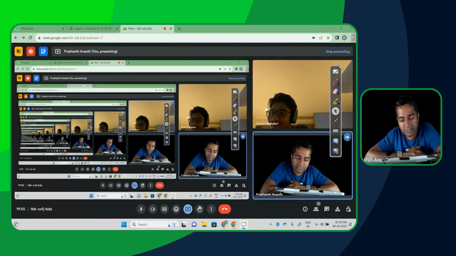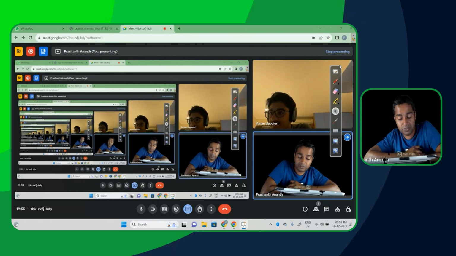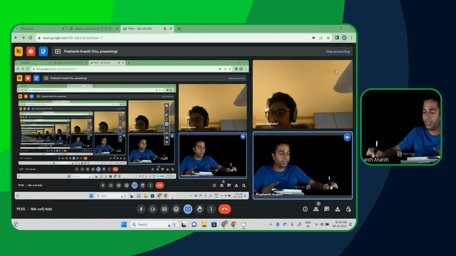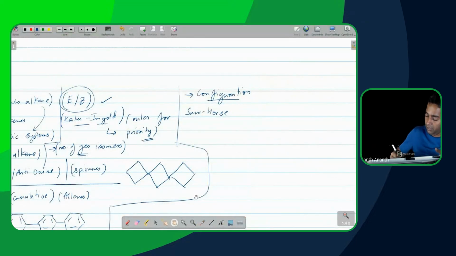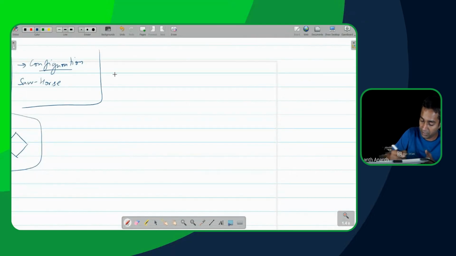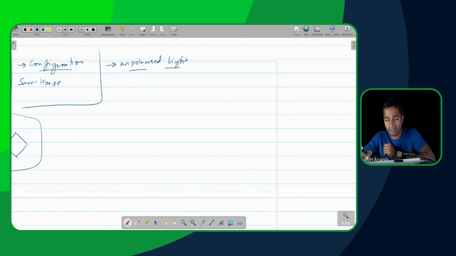Okay, so let's break it down slightly here as to what's happening. There are a couple of parts where I saw that your understanding had some gaps. Let me just hash out on that. First was, what is unpolarized light? So what is meant by unpolarized light here?